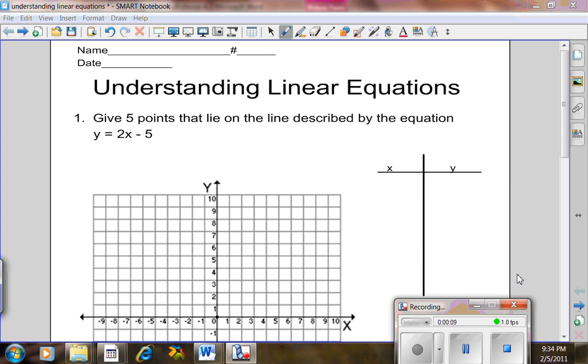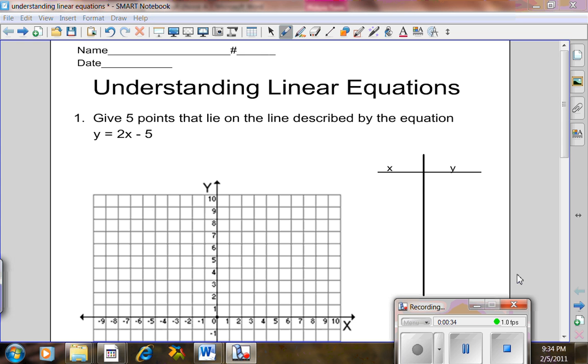Today we're going to be talking about understanding linear equations. So we've been using equations to graph lines, and we're in the process of understanding slope and the y-intercept and how those two tell us how to graph our equation. But I want to make sure that we all understand how to get these points and what these points that we have on this line actually mean.